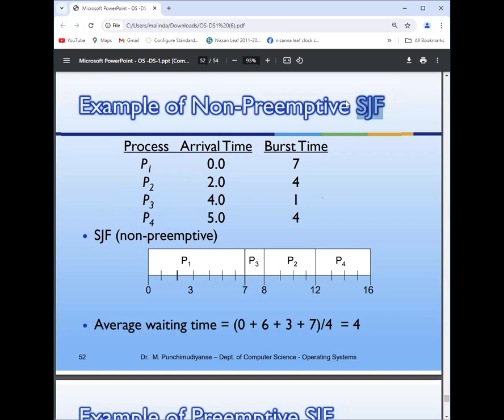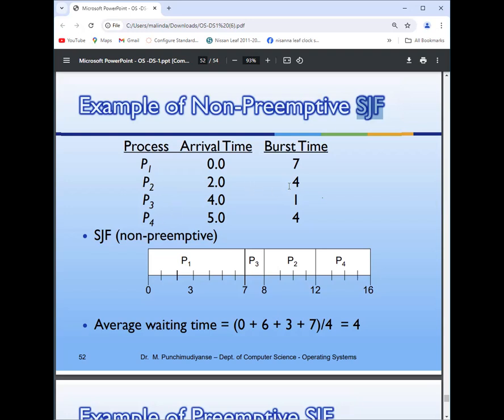P3. So therefore, P3 is given the next chance to run. Out of these three, P2, P3 and P4, P3 is given the CPU time. P3 has only 1 millisecond of burst time. Then from 7 to 8, P3 runs and finishes. Then in the queue, there are two jobs, P2 and P4.